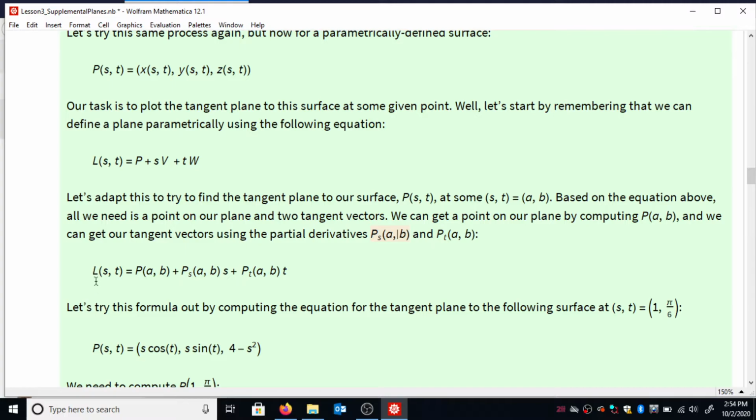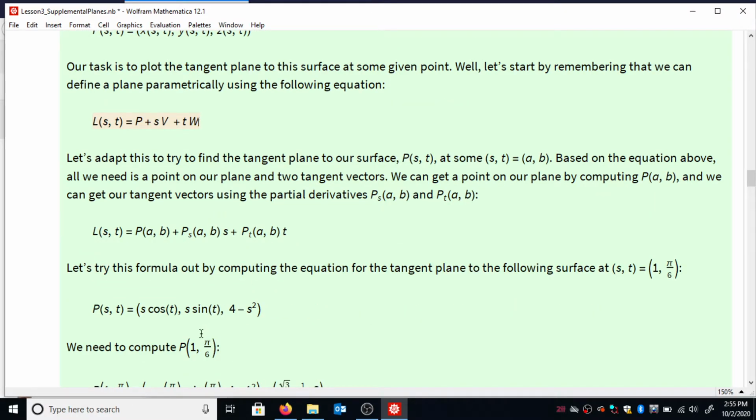So I've got the equation for my tangent plane: a starting point, our point of tangency, plus our first slope vector, the partial derivative of P with respect to s evaluated at a comma b, times s, plus our second slope vector, the partial derivative of P with respect to t evaluated at a comma b, times t. Everything lines up. If you line up the equation of the parameterization of a plane with this tangent plane equation, everything matches. Point, slope vector, another slope vector.